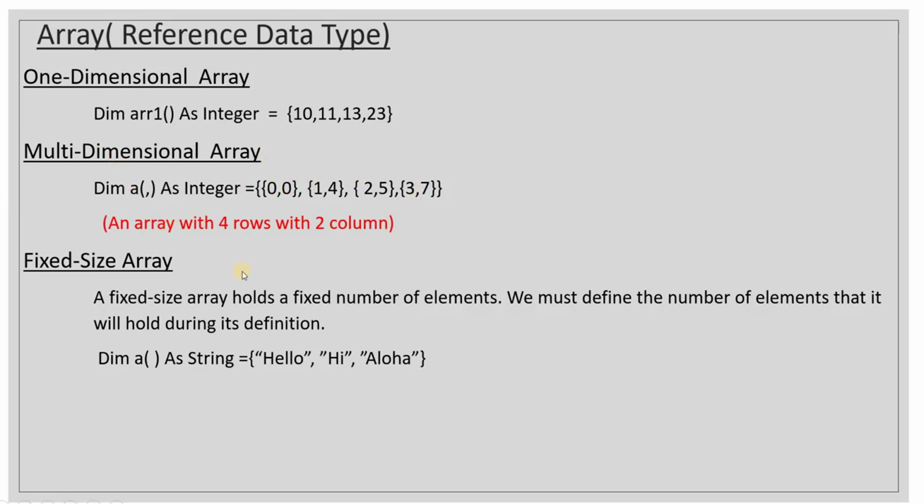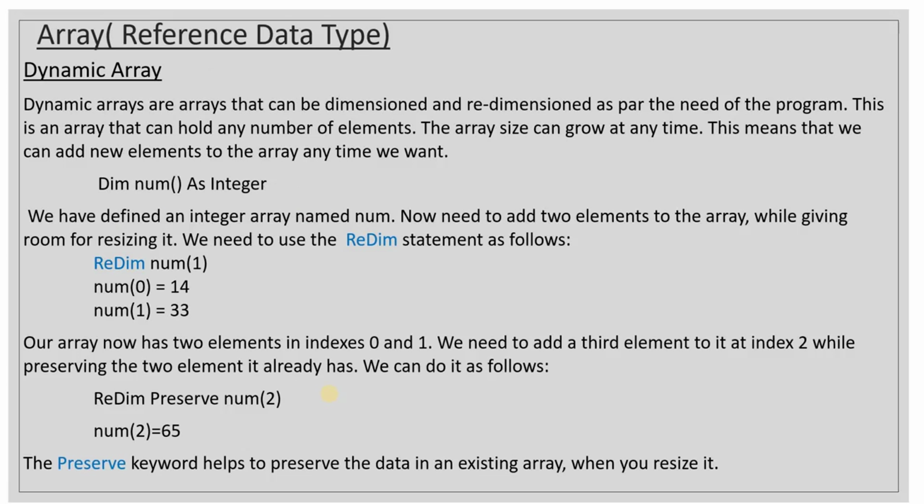Now fixed size array. A fixed size array holds a fixed number of elements. We must define the number of elements that it will hold during its definition. Like A is an array of string type and we define 3 strings here: hello, hi and aloha. That means its size is 3, and it is fixed. Next is dynamic array.